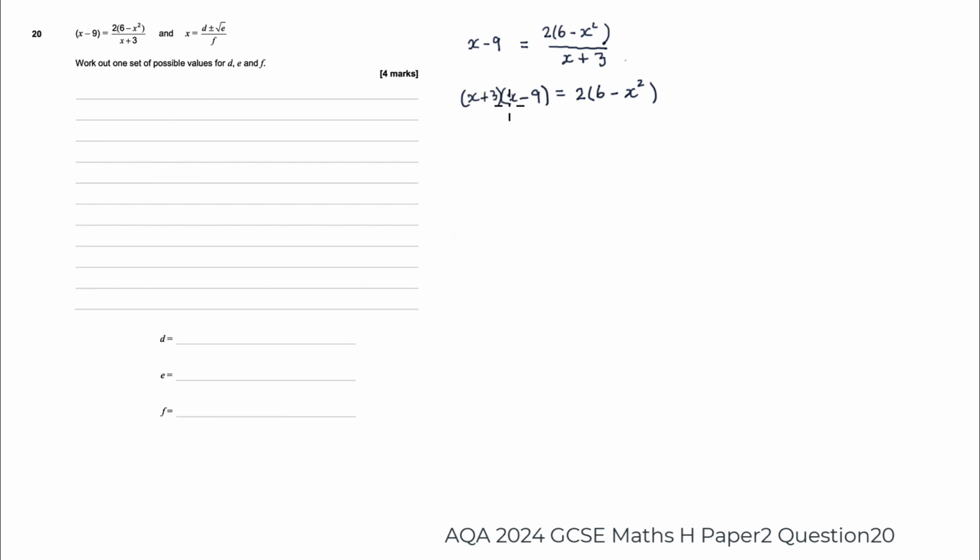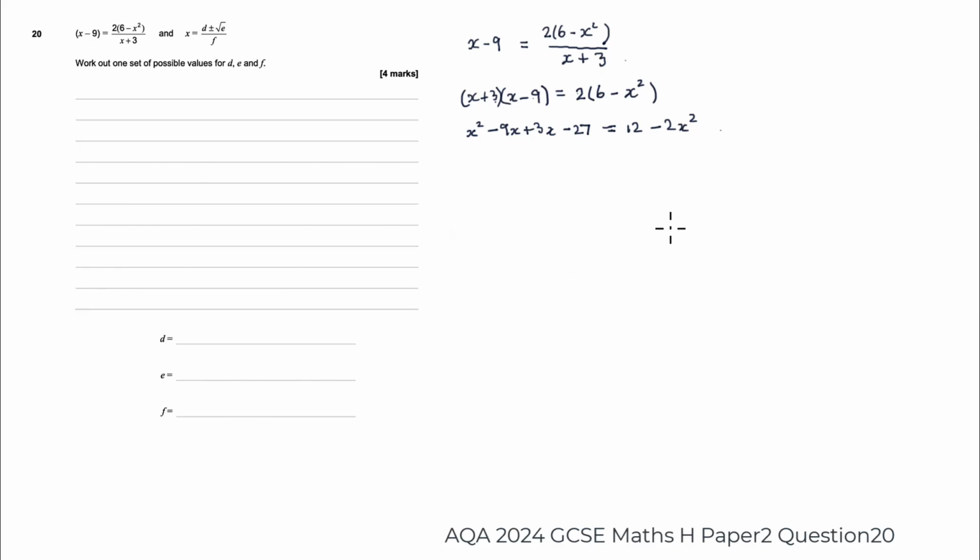Now next step would be to multiply out the brackets here. You might have been taught to put it in a table, but whatever way you do it, first terms give us x squared, the outside two give us negative 9x, the inside two terms give us plus 3x, and the last term in each bracket, when we multiply them, gives us minus 27. And also multiplying out the right hand side, 2 lots of 6, 12, 2 lots of negative x squared, negative 2x squared.